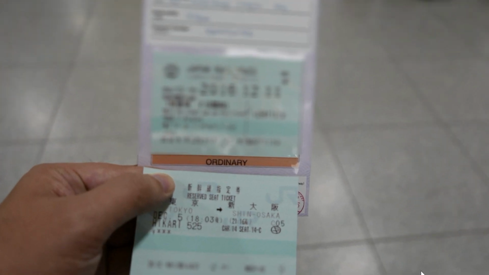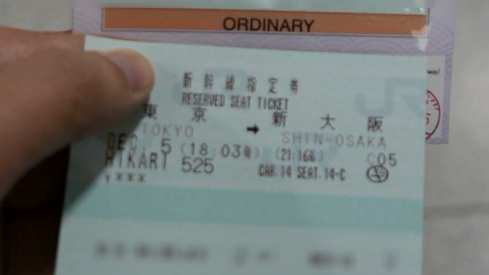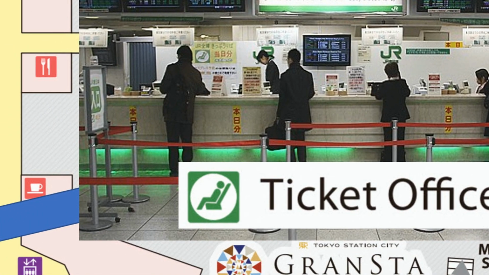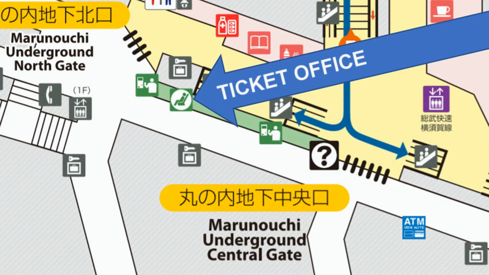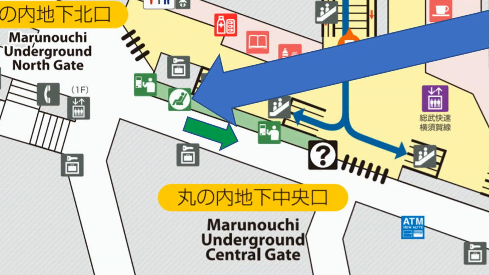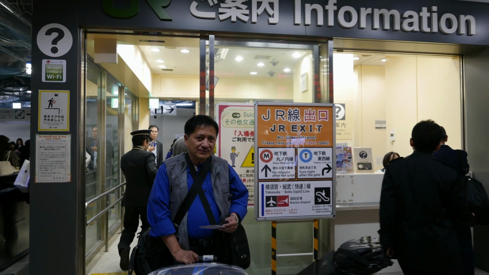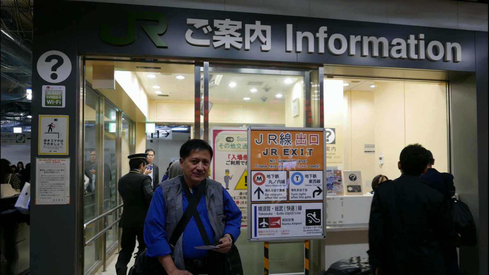After getting our ticket reservation using our JR Pass from the ticket office, we enter the JR side of the Tokyo Station using our JR Pass. We cannot use the ticket gates using our ticket reservation. Instead, we enter through the manned counter, which is either on the left or on the right side of the ticket gates, which this time, in this example, is actually the information office found on the left side of the ticket gates.